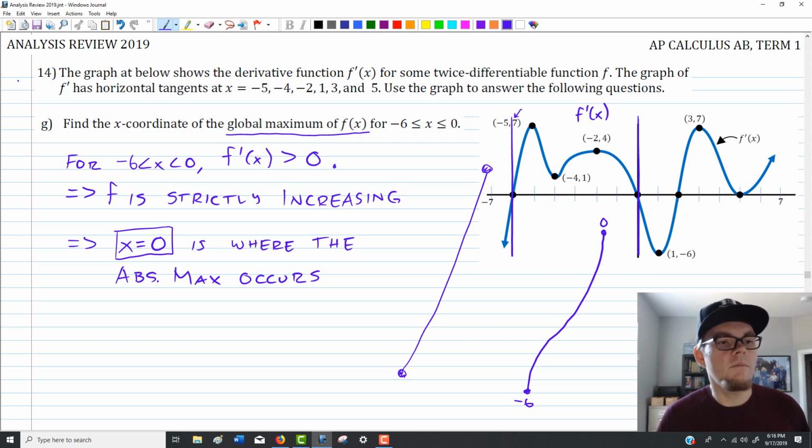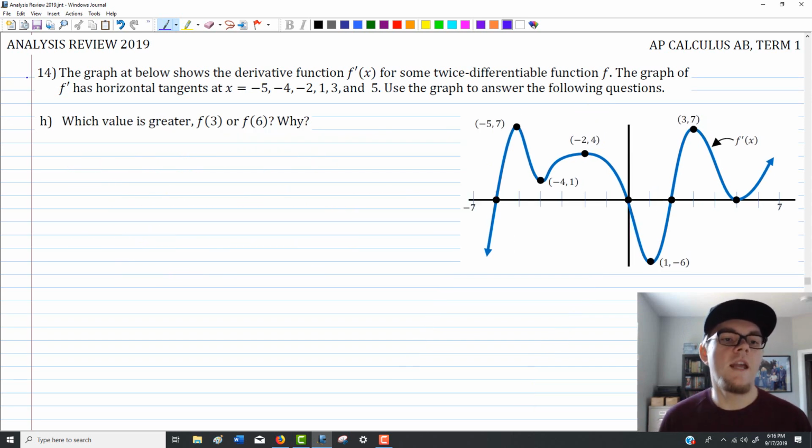Again, really tough question, but I know I've asked this question numerous times on exams the last few years, so be prepared. Okay, next question.